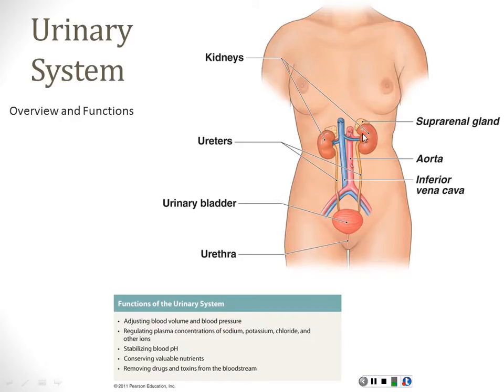So we're going to spend most of our time talking about the kidneys, and then at the end we'll talk about micturition. Micturition is the fancy name for urination. Okay, so we'll end with that.